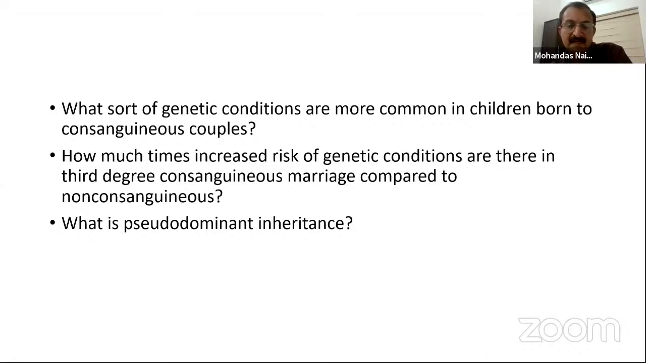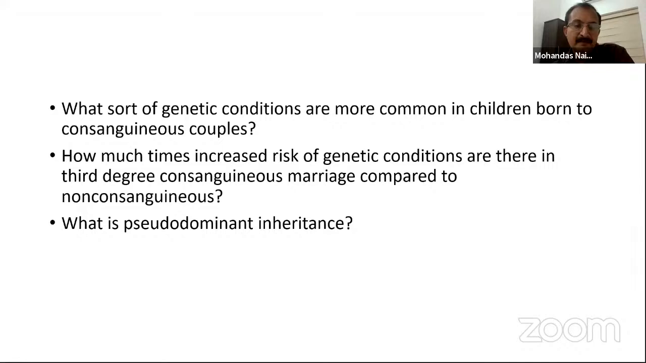So when you draw the pedigree, you will see affected individuals in all the generations, and you may think that it is a dominant inheritance, because dominant inheritance is something called vertical. You get affected individuals in all the generations, whereas recessive is horizontal. You usually see affected individuals in one generation only.